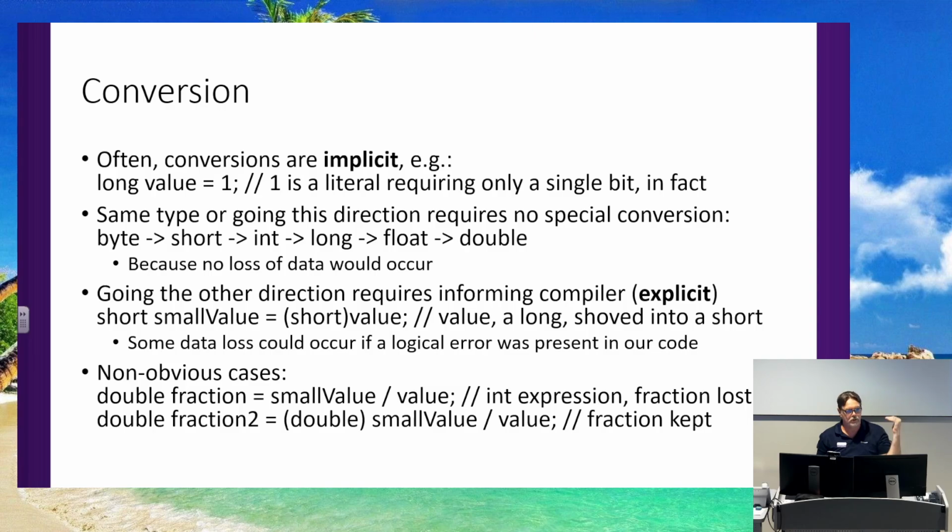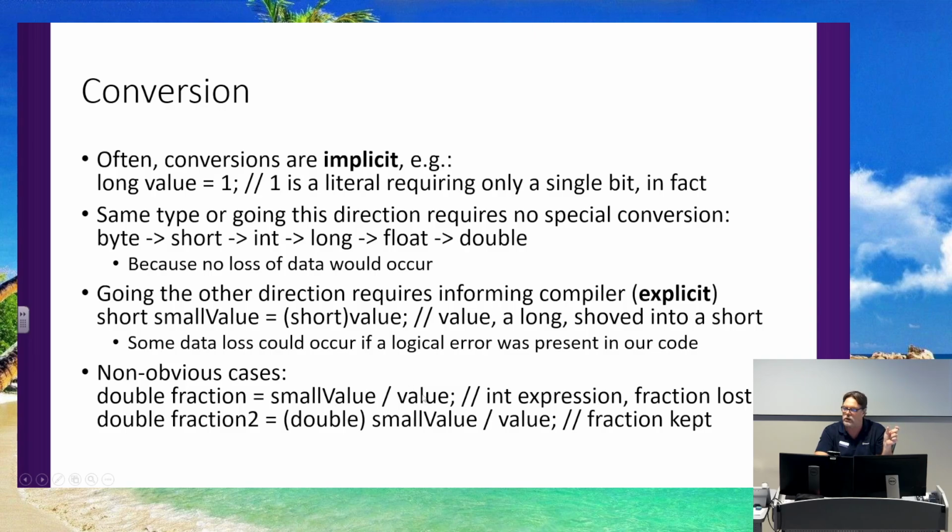So it requires an explicit typecasting or conversion to put something bigger into something smaller. It'll do it just fine. It just wants you to tell it explicitly that you meant to do that. And there's some non-obvious cases here that you'll run into and you'll wonder, why am I getting that silly warning from the compiler? If you say small value divided by value, think about this, it's a 2-byte number being divided by an 8-byte number in this example.